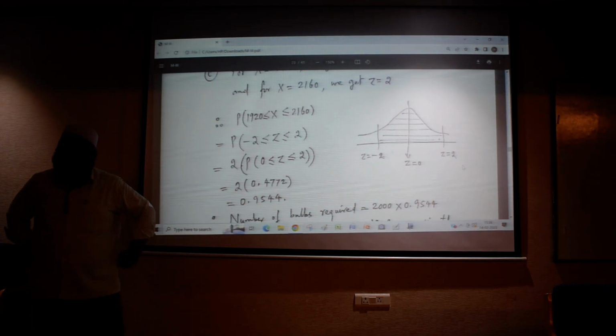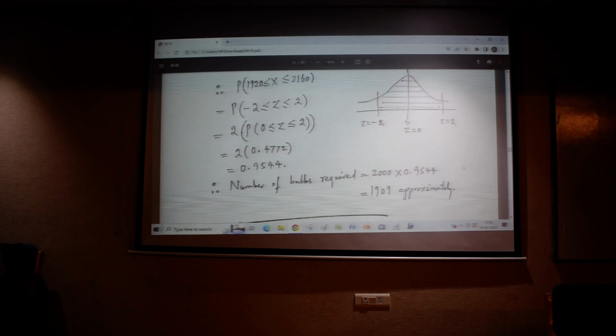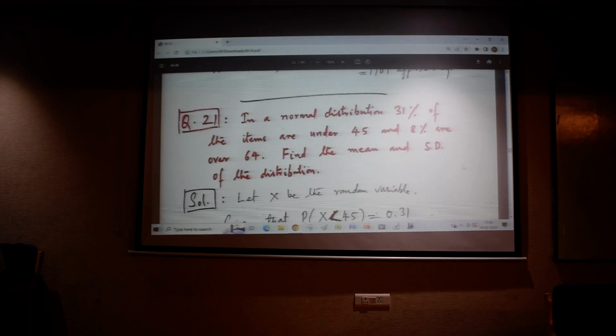Now what do I need to do? How many bulbs are expected to burn for more than 1920 and less than 2160 hours? That is nothing but 2000 into this, which is approximately 1909.